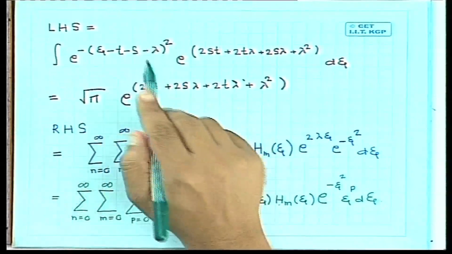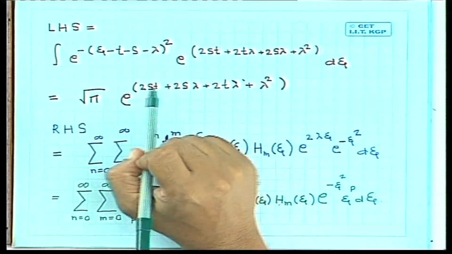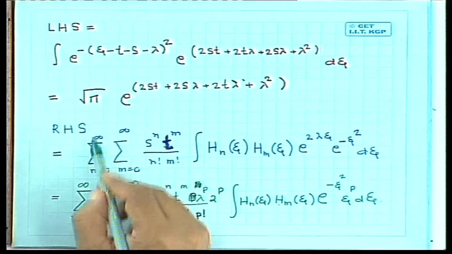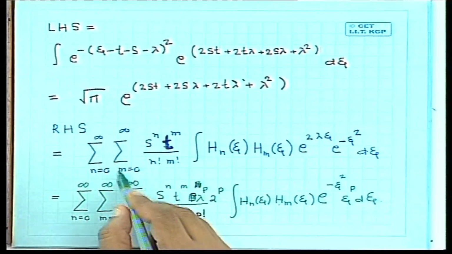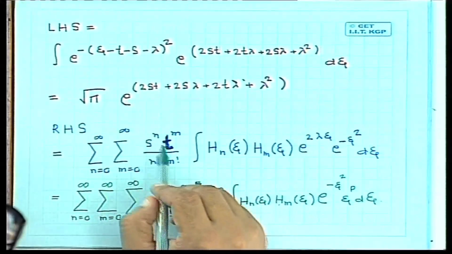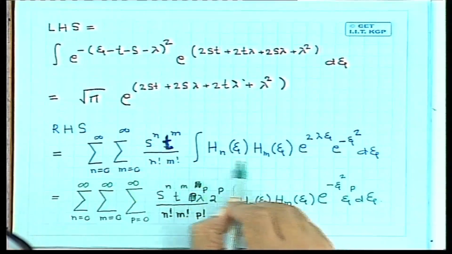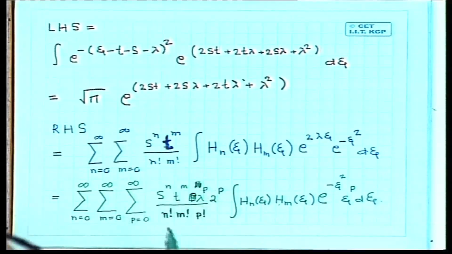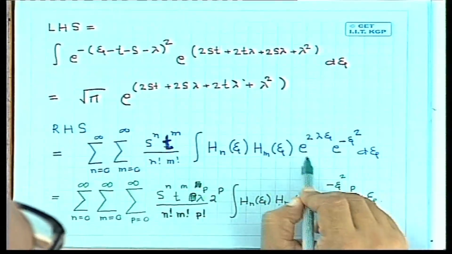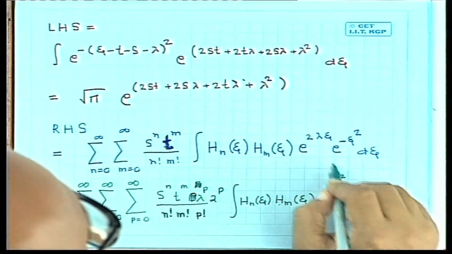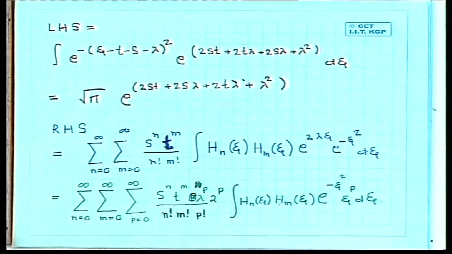So the left hand side of the equation we want to evaluate is this. Now let us look at the right hand side. The right hand side is this sum from n equals 0 to infinity, m equals 0 to infinity, s to the power n, t to the power m by factorial n, factorial m, and we have these two Hermite polynomials, and then we have e to the power 2 lambda xi and e to the power minus xi squared d xi.